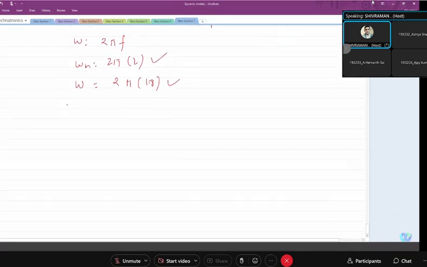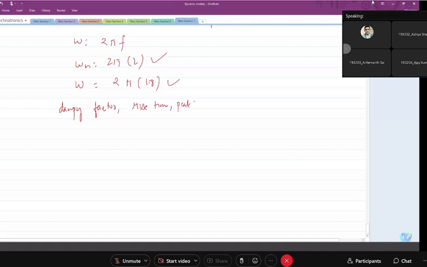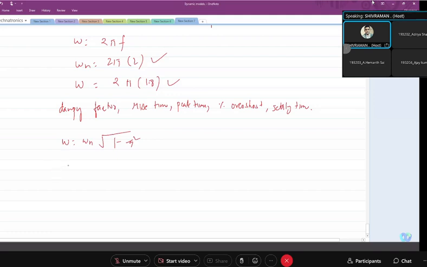So you have to calculate damping factor, rise time, peak time, percentage overshoot, and settling time. All right. So first, omega is equal to omega n times square root of 1 minus damping factor square. So from here you will get 1.8 into 2 times of. So your damping factor comes out to be 0.44.